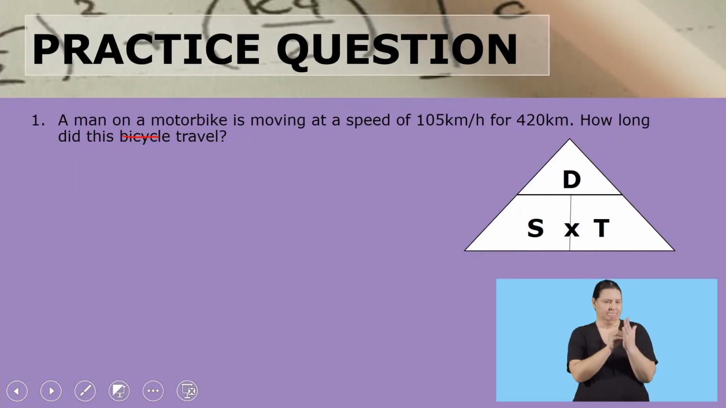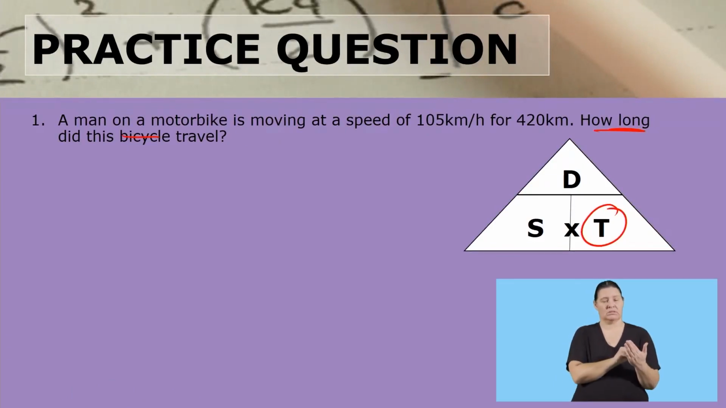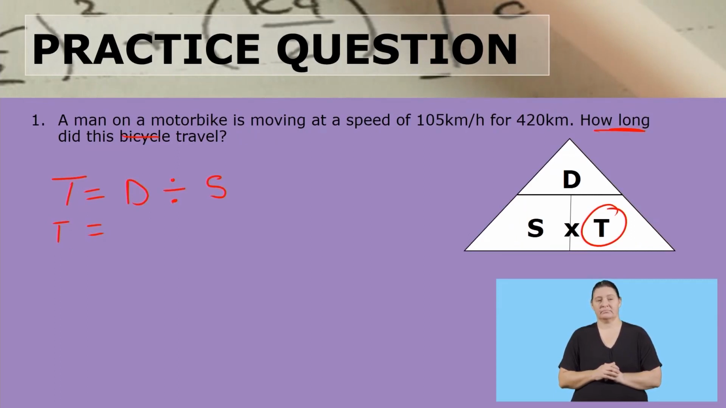So let's write the formula. How long means we are working with time. So we are going to write down the formula for time. So time is equal to, and according to our diagram there, that is going to be our distance divided by our speed. We've been given all this information, so our distance there is 420 kilometers. And we are dividing this by our speed, which we've been given as 105 kilometers per hour.